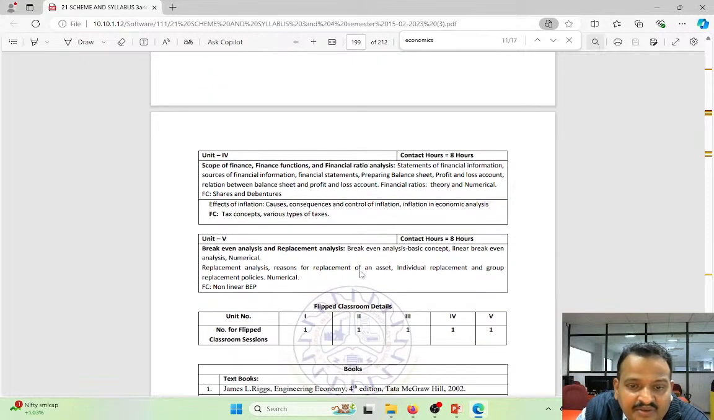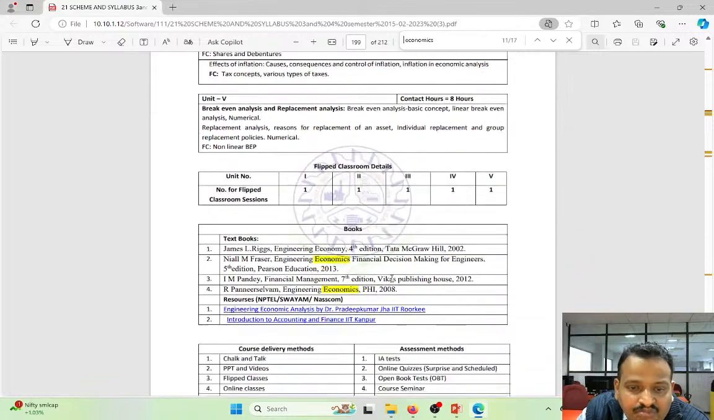Then unit 5 is the break-even analysis and replacement analysis. During replacement analysis, that is when you have bought a new vehicle and you have run so many kilometers and the mileage is over 50,000 kilometers, what will be the break-even analysis and whether should I go for replacement or not? So that can be done by calculating the replacement analysis and reasons for replacement of an asset, individual replacement and group replacement policies.